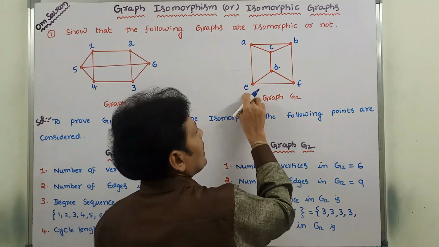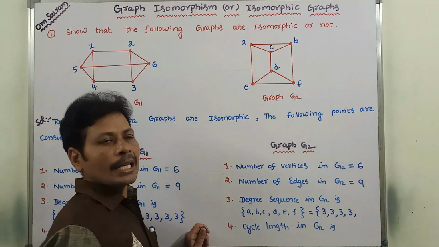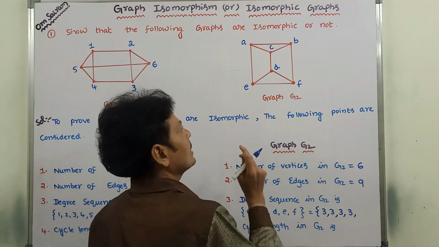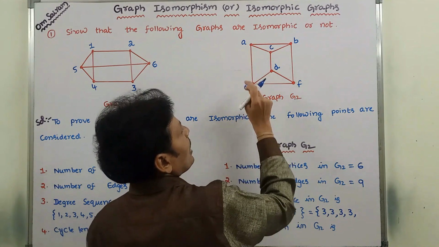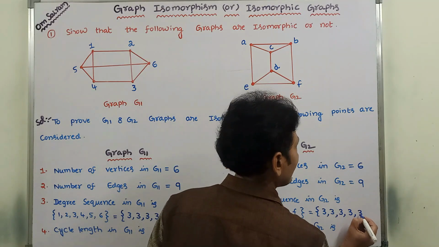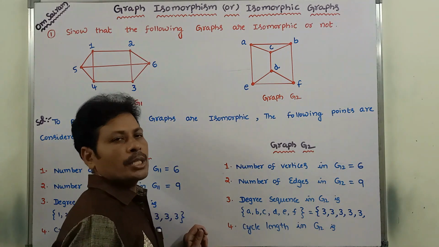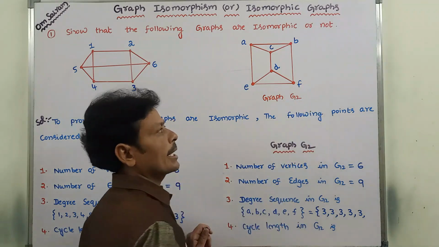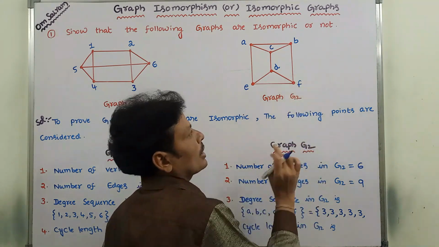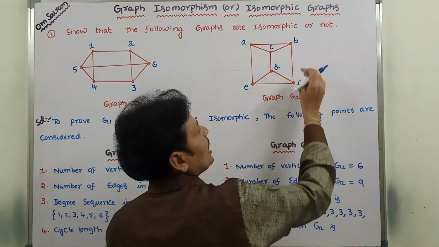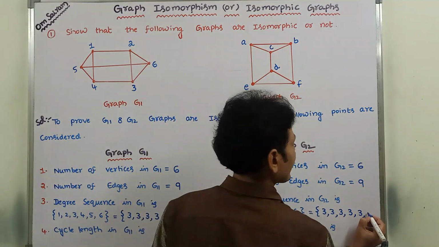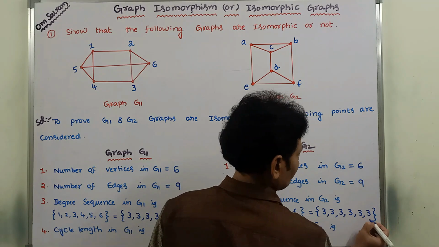Next one, what is the degree of vertex E? So 3 edges are incident on vertex E, that is E to A, E to D, E to F. So the degree of vertex E is 3. Next one, what is the degree of vertex F? So 3 edges are incident on vertex F, that is F to B, F to D, F to E. So the degree of vertex F is 3.